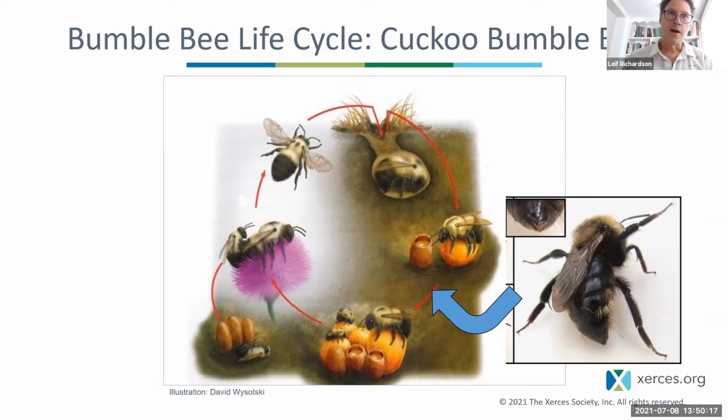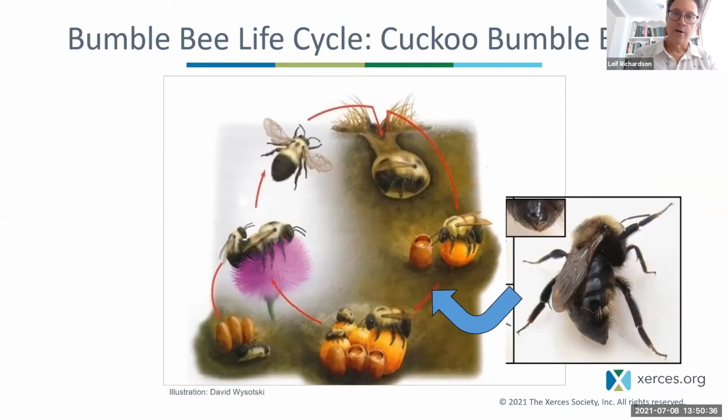And as I guess you'll hear later, I don't believe we know of any cuckoo bumblebee that attacks Franklin's bumblebee. It's entirely possible that there are some, but we just don't have enough information about this particular rare species to answer that question.